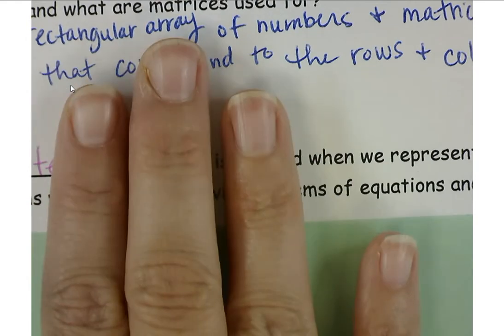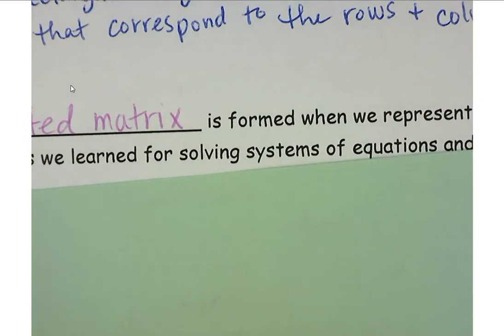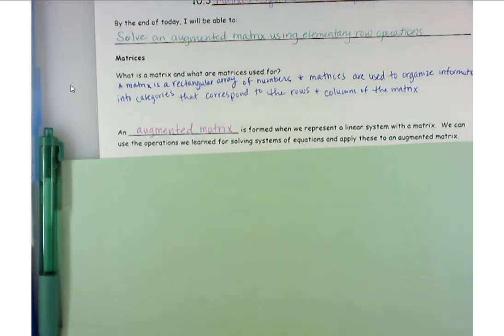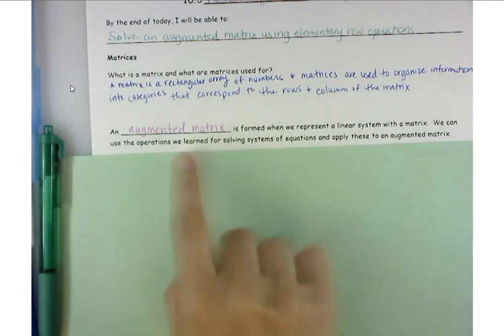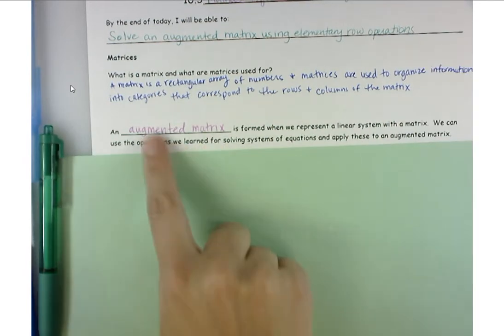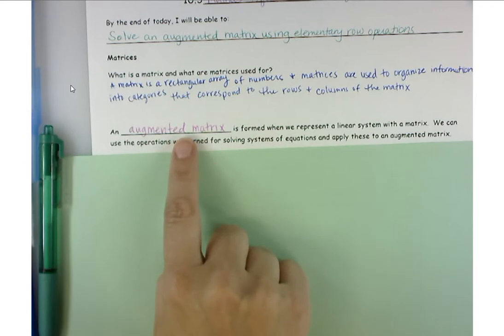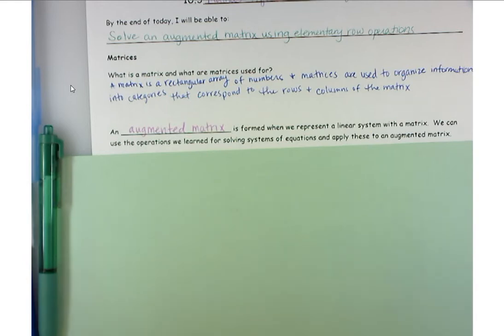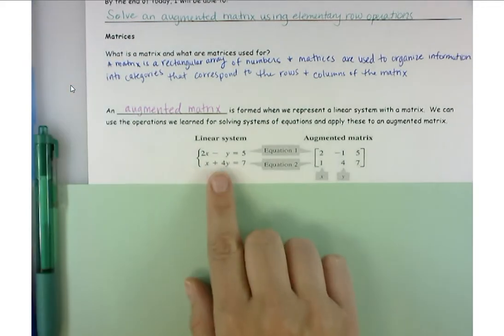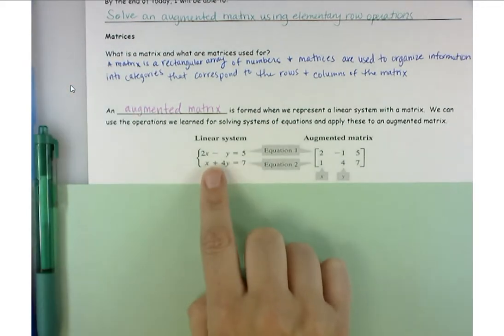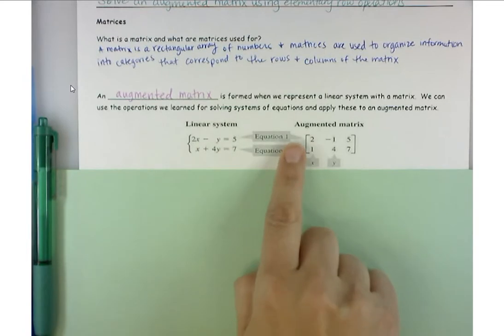Now, the augmented matrix is formed when we represent a linear system with a matrix. So we can use what we learned yesterday and apply those rules to the augmented matrices. Yesterday you guys learned how to solve linear systems. A matrix is a linear system. It's just organized in a different way, which I personally like better. So here's a linear system that we solved yesterday, and then this would be the augmented matrix.